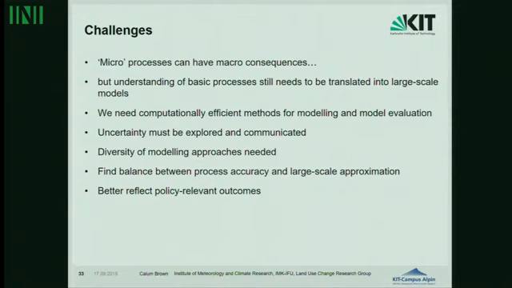There's also, in principle, no one correct way of doing this, so we need a diversity of modelling approaches to understand uncertainty and to understand what implications different sorts of knowledge have for our outcomes. And somehow we need to find an appropriate balance between process accuracy and the very large-scale results that we need to inform governmental decisions at national scales and above. And just coming back to that earlier plot, we also need to always make sure that we're reflecting policy-relevant outcomes when we do this. It's not purely an academic exercise.